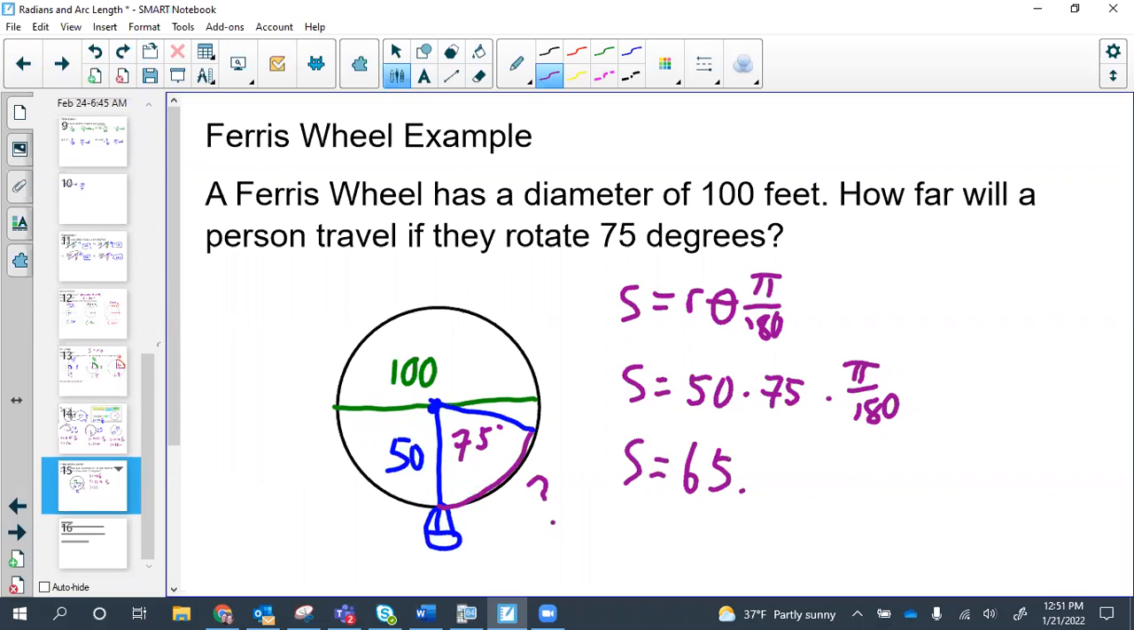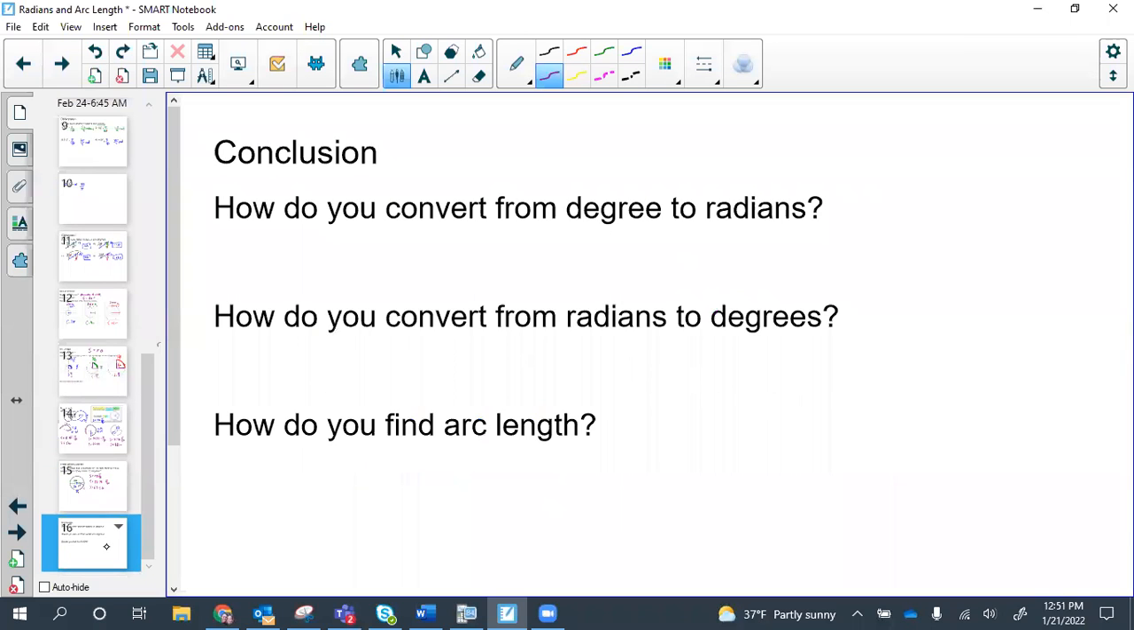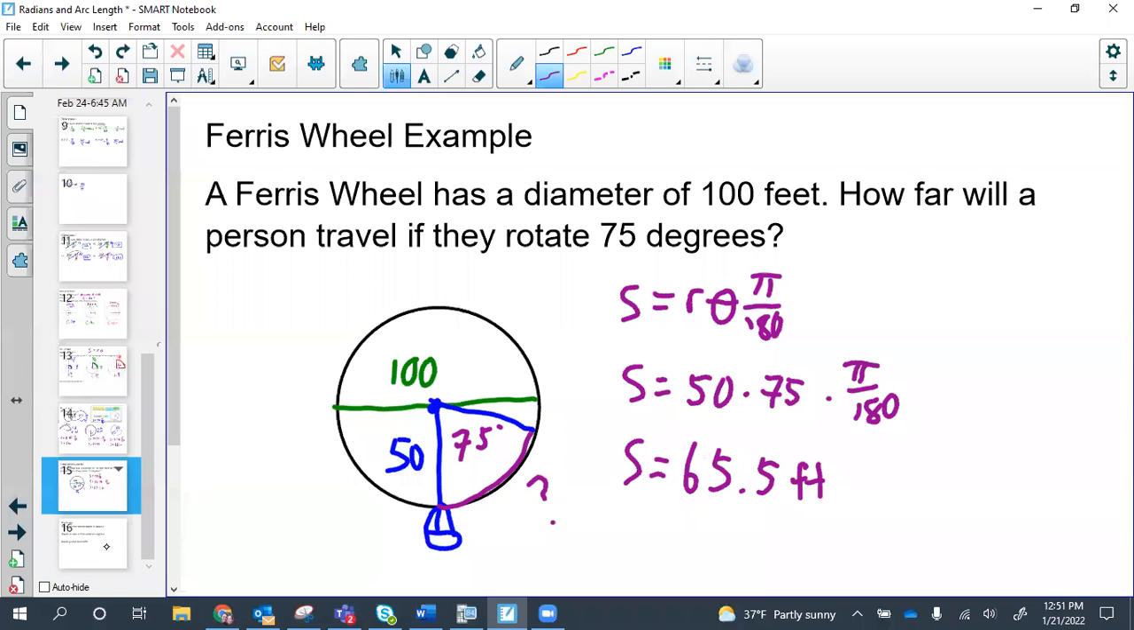Uh, 65.5, we'll say. So they traveled 65.5 feet by rotating 75 degrees. And that is how you do arc length. So now you should be able to have this down. Sorry, I may have gone too fast. Let me just leave that there for a second.